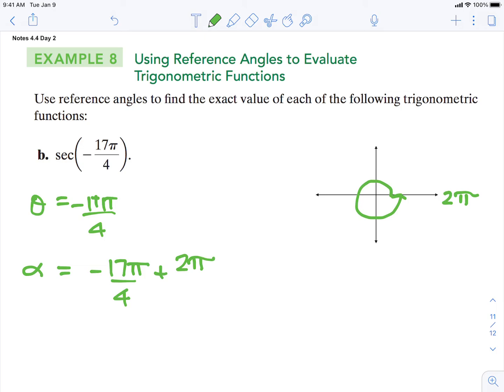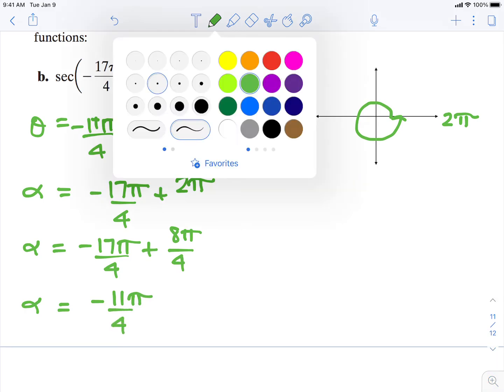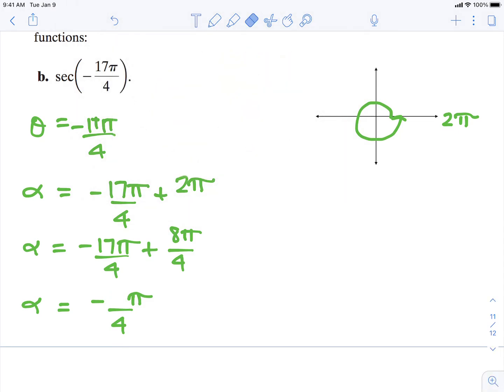So you're going backwards. So we're going to add 8 pi over 4. Negative 17 pi over 4 plus 8 pi over 4. Oops, that should be a 9 there. Well, we're still too large, so we're going to go ahead and add another revolution.